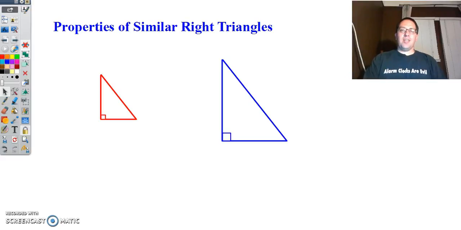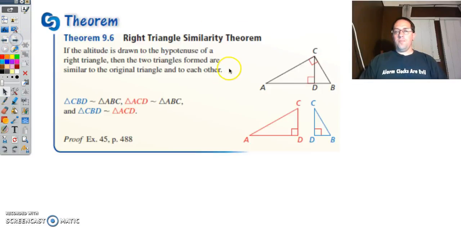Hello class, today we are talking about properties of similar right triangles, okay? And yes, these triangles are similar, but that's not what we're talking about. What we're talking about are these right triangles, all right? If you have an altitude drawn from the right angle to the hypotenuse of a right triangle, this creates two new triangles, and all three of these triangles are going to be similar to each other, all right?